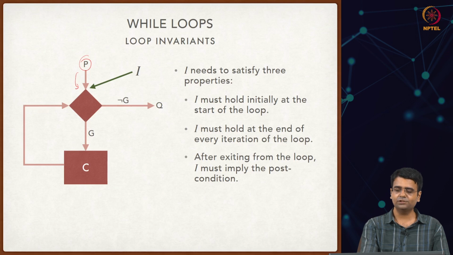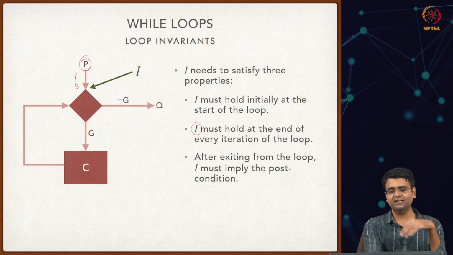Furthermore, I must also hold at the end of every iteration of the loop. If you look at what happens once an iteration finishes, once you execute the body of the loop, all those states come back, and then you will again apply the loop condition on them. This means that all states which can occur at the end of any iteration of the loop must also be encapsulated by I, because the states which occur at the end of any iteration are the exact states which will occur at the beginning of the next iteration.